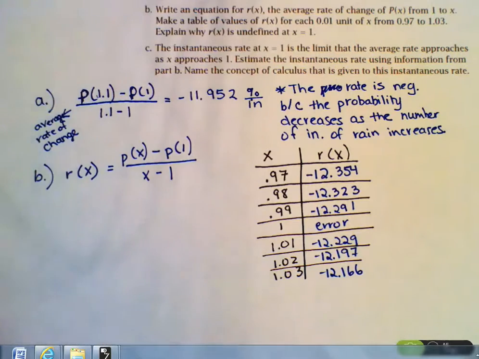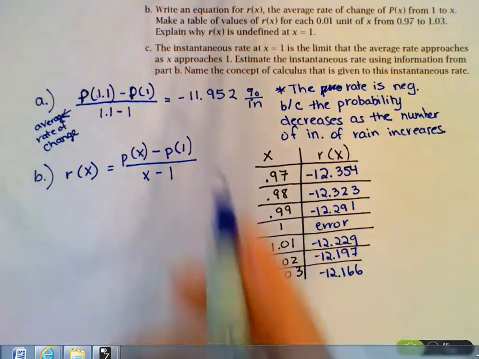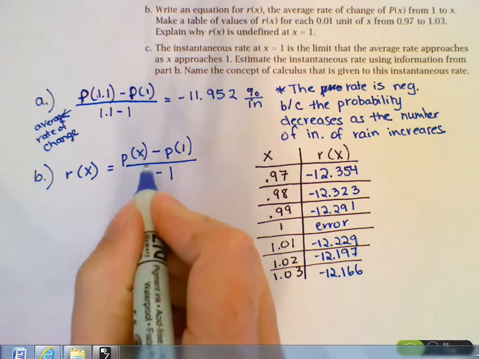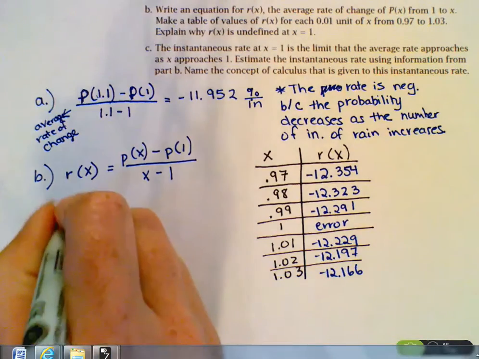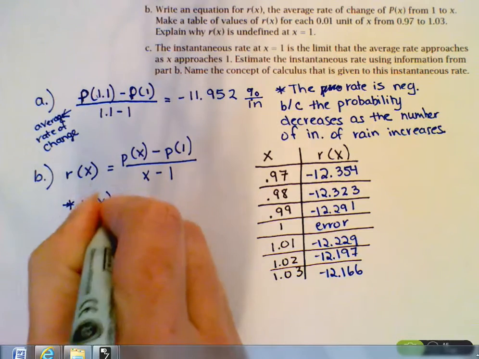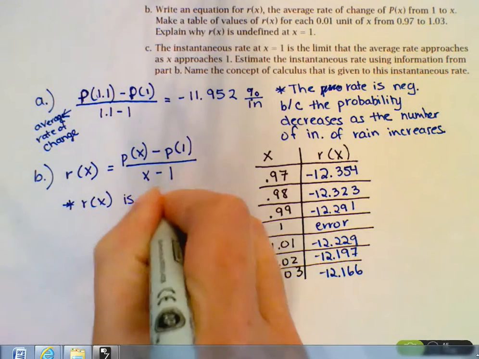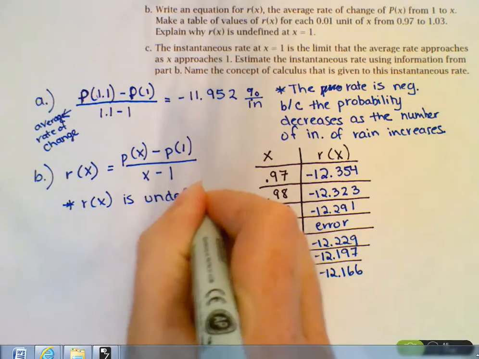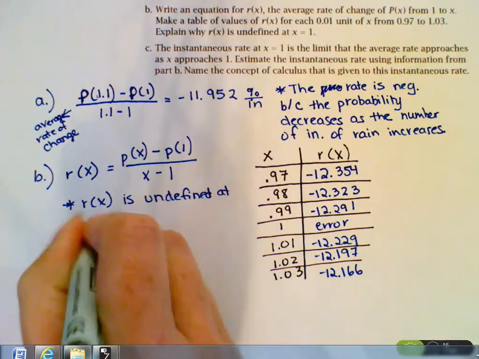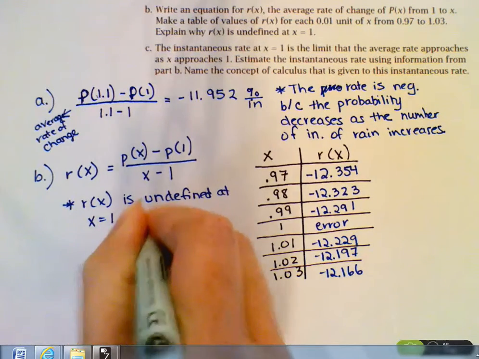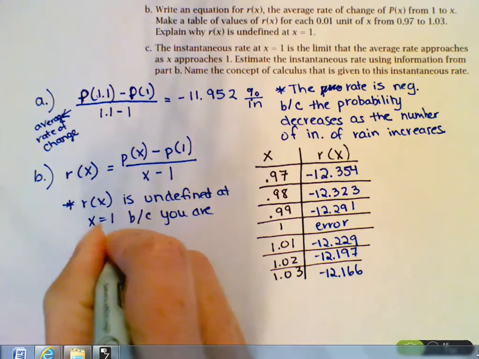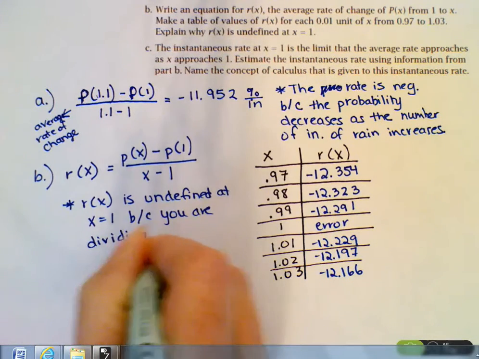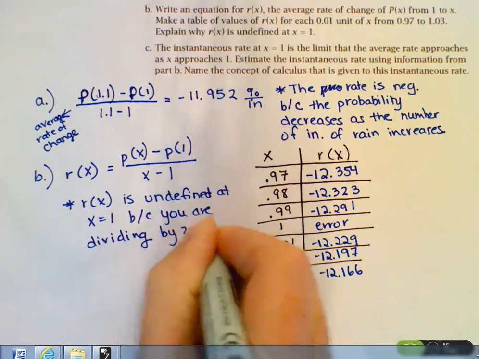It says, explain why R of x is undefined at x equals 1. Well, if you think about this logically, if you're plugging in 1 here, you're going to end up having it over 0. So I'm going to say R of x is undefined at x equals 1 because you are dividing by 0.